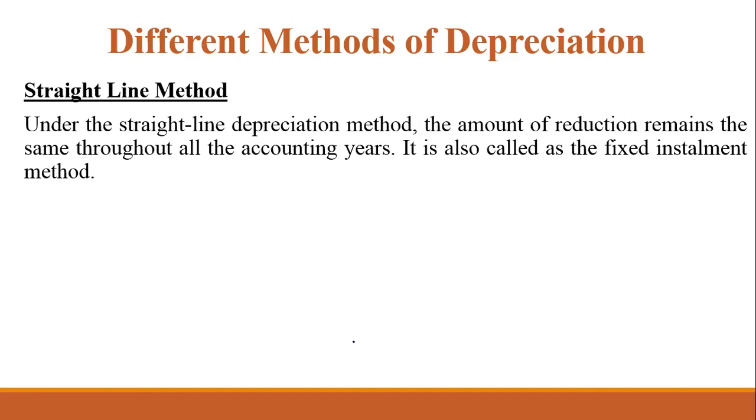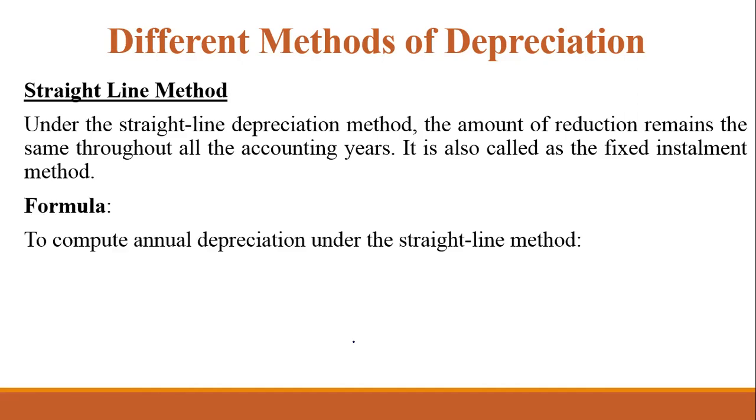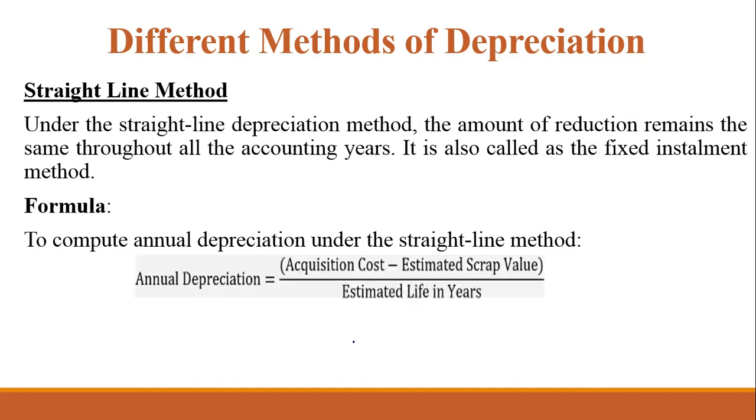Okay, so how are we going to compute for the straight line method? So we have the formula for us to compute the annual depreciation under the straight line method. Ayan, so annual depreciation is equal to the difference between the acquisition cost and estimated scrap value over the estimated life in years. Okay, so yun.